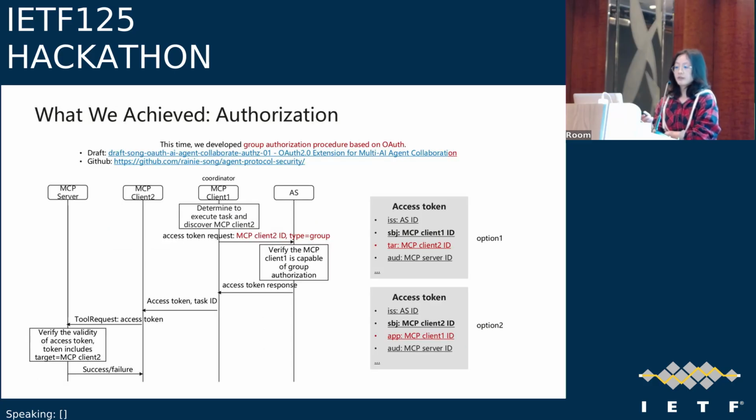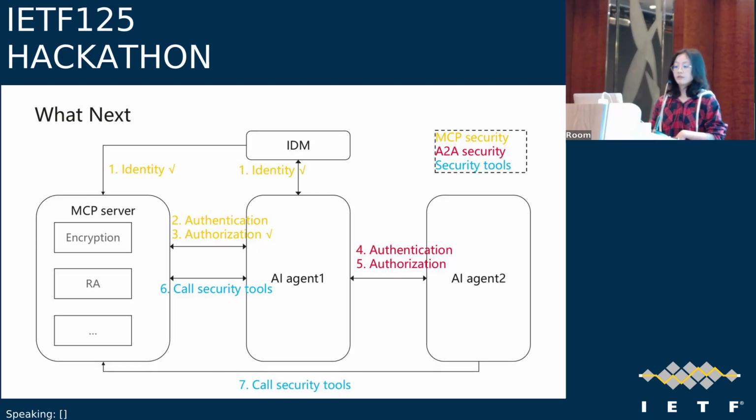So this is what we achieved this time. We started an MCP client as a coordinator. It can apply for the access token; for the token request message and the access token, we added some new parameters. And the coordinator can send the access token to another MCP client for it to call the tools. Next, this is our future plan. We want to study the security for gateway protocols, and also we want to develop some security tools. Any collaboration and comment is very welcome. Thank you.